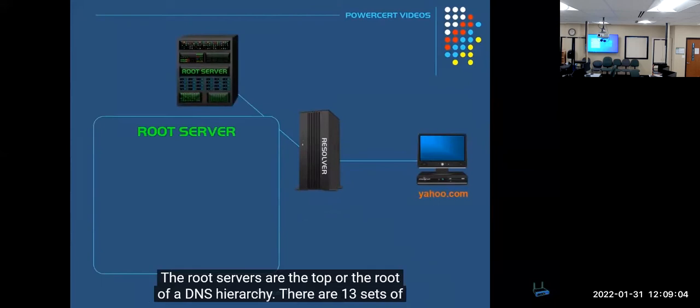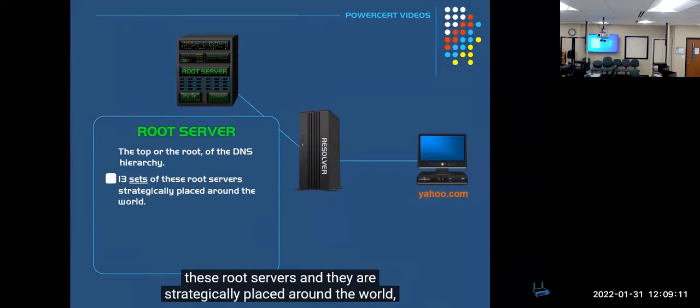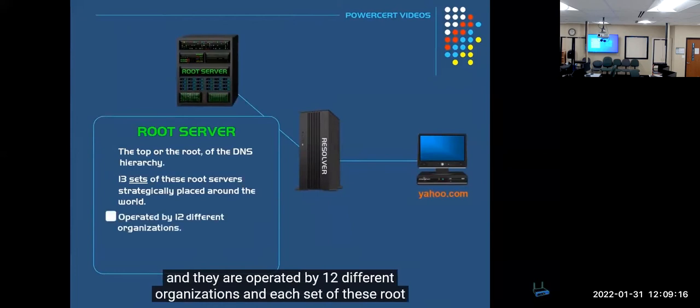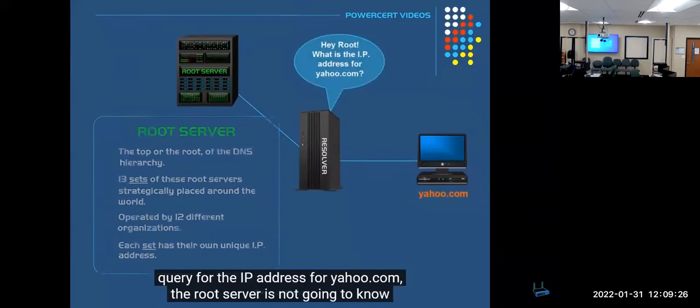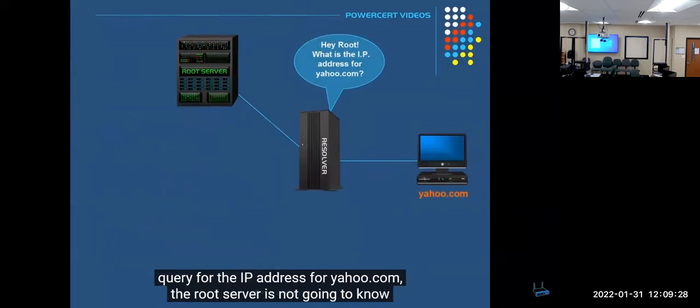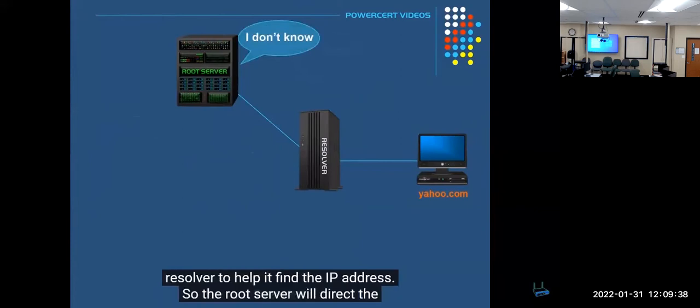server. The root servers are the top or the root of a DNS hierarchy. There are 13 sets of these root servers, and they are strategically placed around the world, and they are operated by 12 different organizations. And each set of these root servers has their own unique IP address. So when the root server receives the query for the IP address for yahoo.com, the root server is not going to know what the IP address is. But the root server does know where to send the resolver to help it find the IP address.